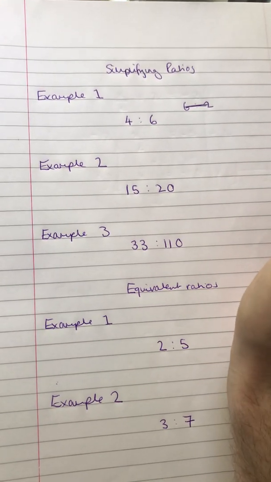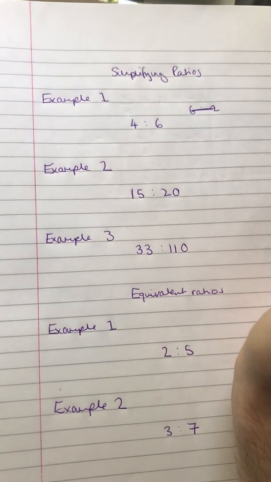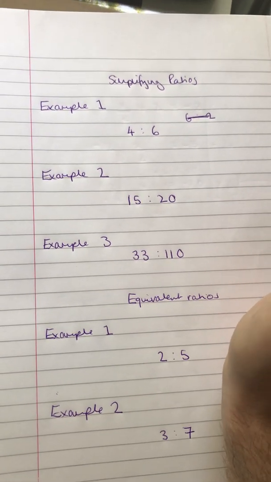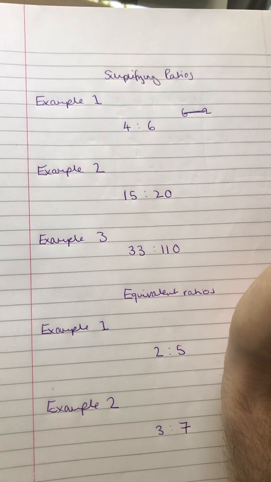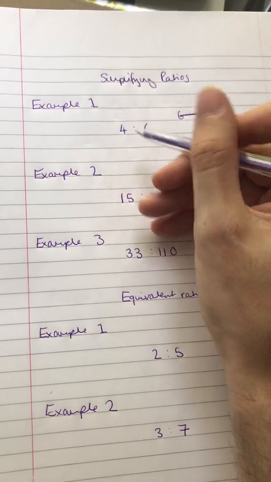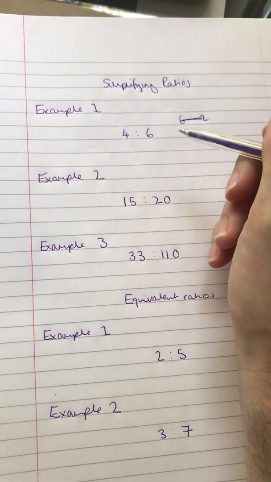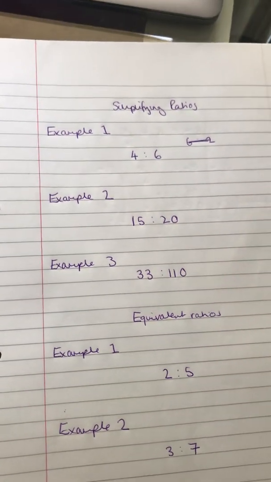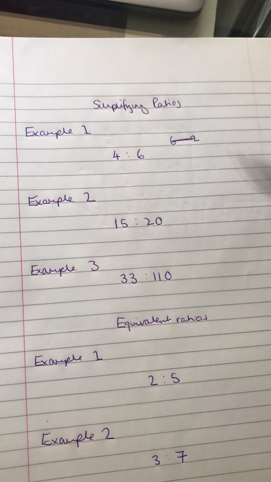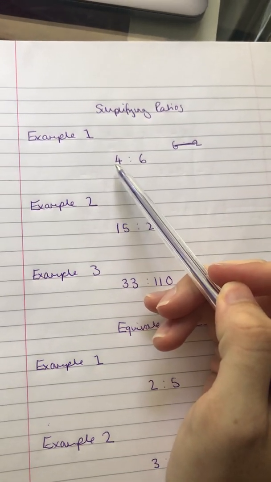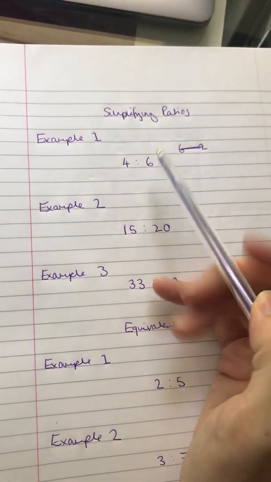Hopefully you remember that to simplify fractions, we find the highest common factor of both of these numbers and then divide both sides of the ratio by that. We'd do it to the top and bottom of a fraction, but in a ratio we would divide the left hand side and the right hand side.